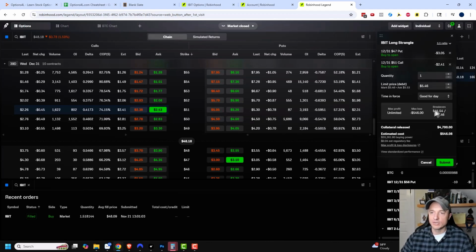However, my break evens are much more narrow. So I don't need quite as big a move, but it costs more money up front, and you could lose more money if, you know, the price doesn't move and it stays flat. So I just wanted to point that out real quick. Of course, it's up to you for your risk reward profile and how you prefer to trade.